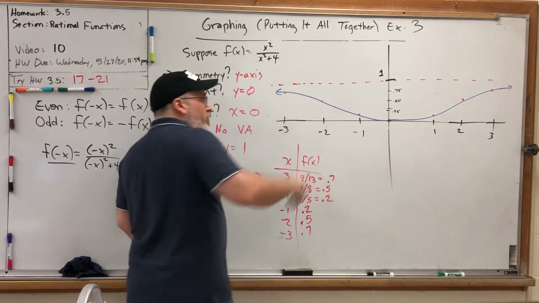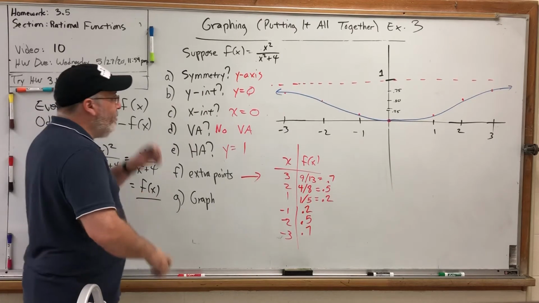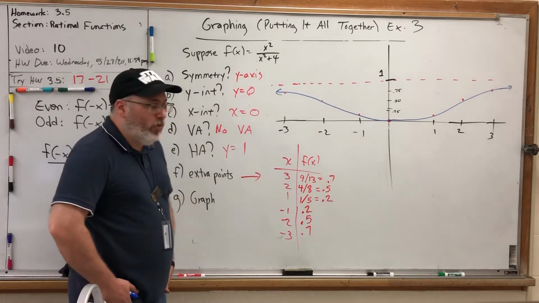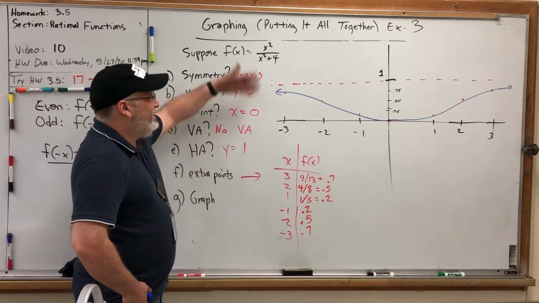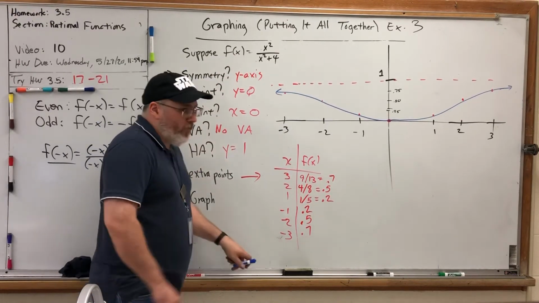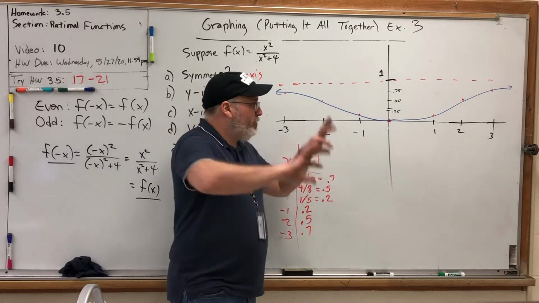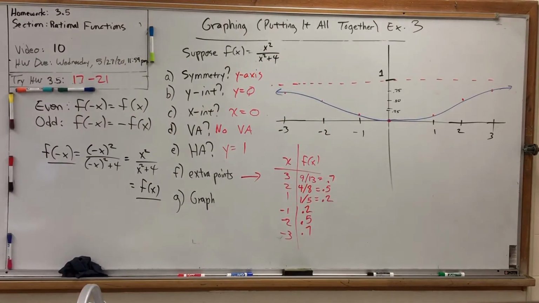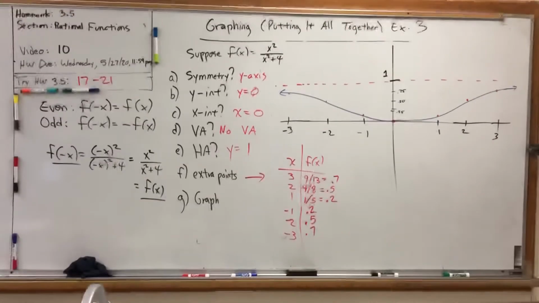I wish I had room to put bigger values in, like 4 and 5. If I put in 5, I would get 25 over 29. That's close to 1. If I put in 10, I get 100 over 104. That's really close to 1. So it almost looks like an upside down bell curve. Remember, there were no vertical asymptotes. So let's see how close I was.